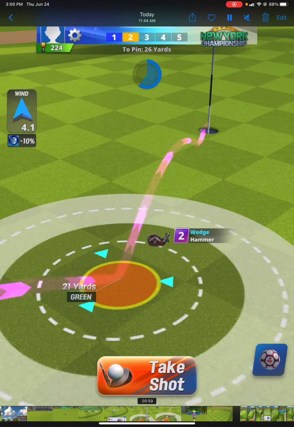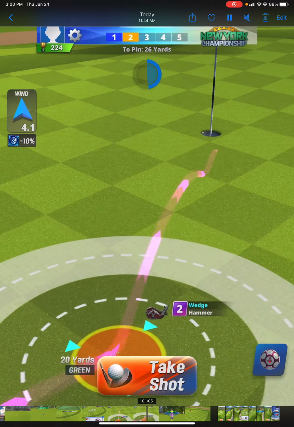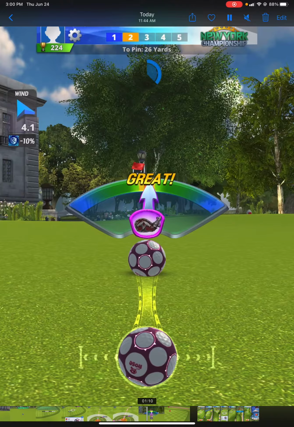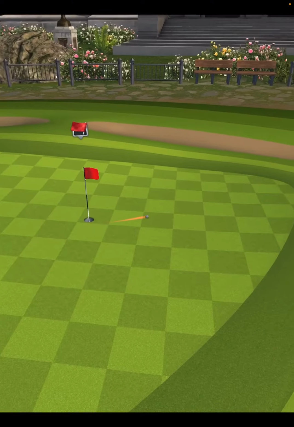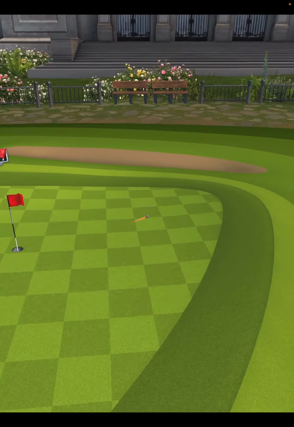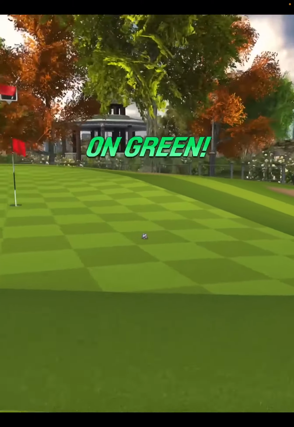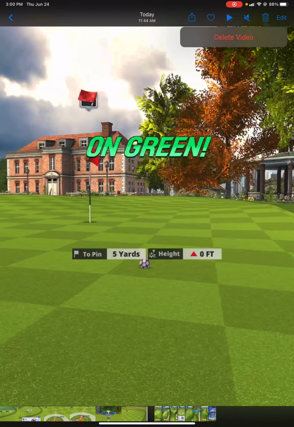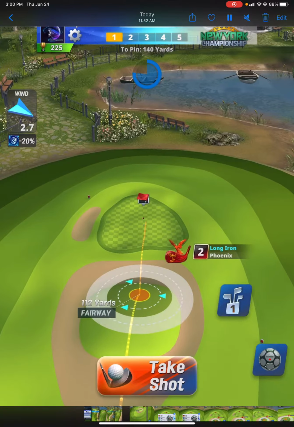4.1 wind, I need to move right at 2 rings, which you're going to see me do right here. From here, we hit a great shot though. So I just wanted to show you this replay so you could see Meteor 1 versus Meteor 2. All right. That'll take us into our next par 3.